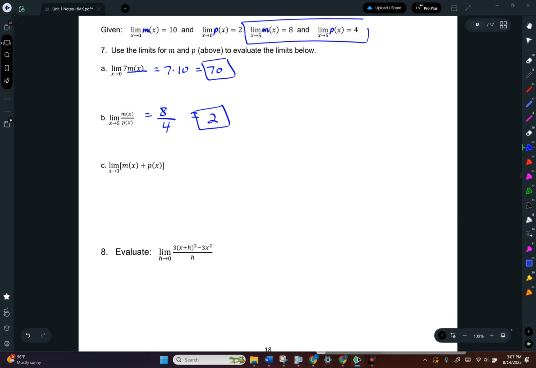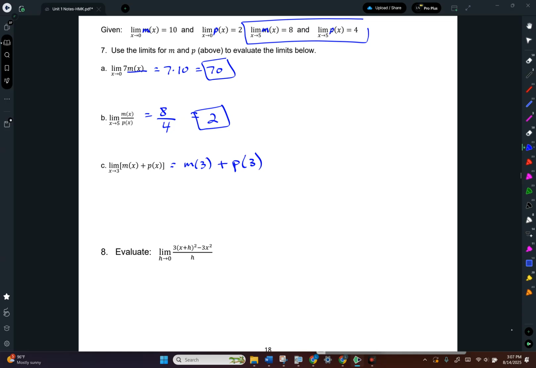Okay. Letter C. In this case, we want x approaches 3. I don't know what it is. I mean, I've got x approaches 0, and I've got x approaches 5. How am I supposed to do x approaches 3? And the answer is, well, if I were substituting, I would say it's going to be whatever m of 3 plus p of 3 is, right? Because you put your 3 in place of x. But since I don't know what those are, I can't really do anything else. Like if I had an equation for m, great, I could do it. Or if I had a graph for m, great, I could do it. But in this case, I can't really do anything else.